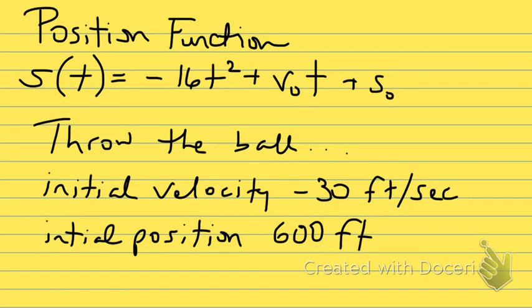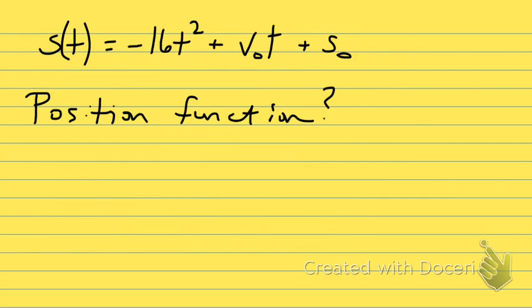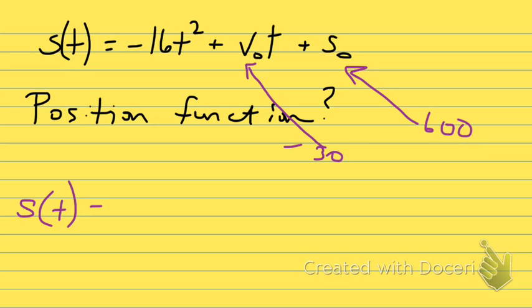Alright, you're given a general position function, but we would like to write one that is specific for a scenario where an object will be thrown from the top of a 600-foot building at an initial velocity of negative 30 feet per second, negative since the object is going down. Your job is to begin by writing the position function. We will plug 600 in for the initial position, the height, and negative 30 in for the initial velocity. Then your position function becomes negative 16t squared minus 30t plus 600.